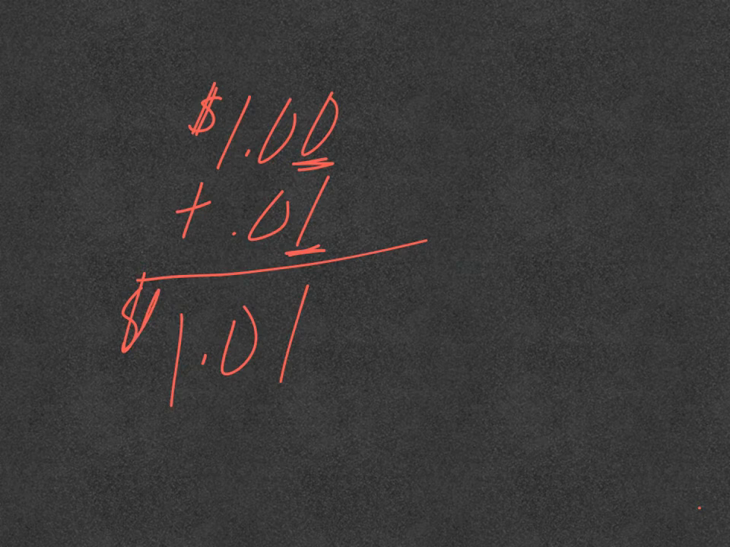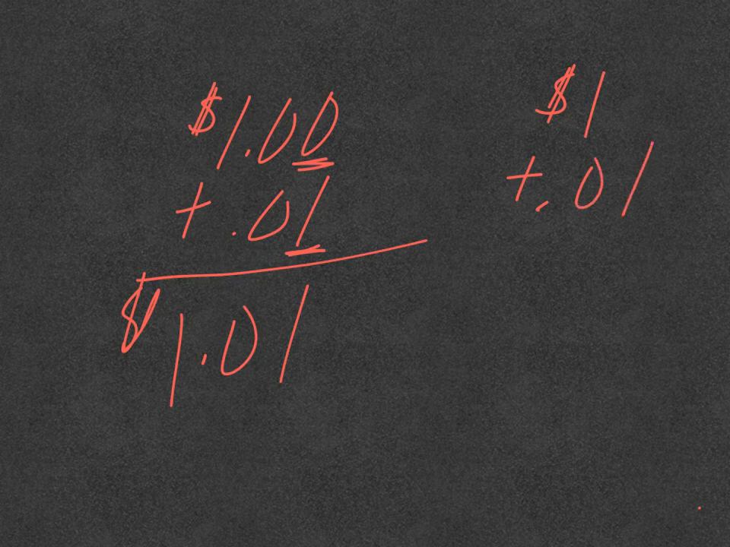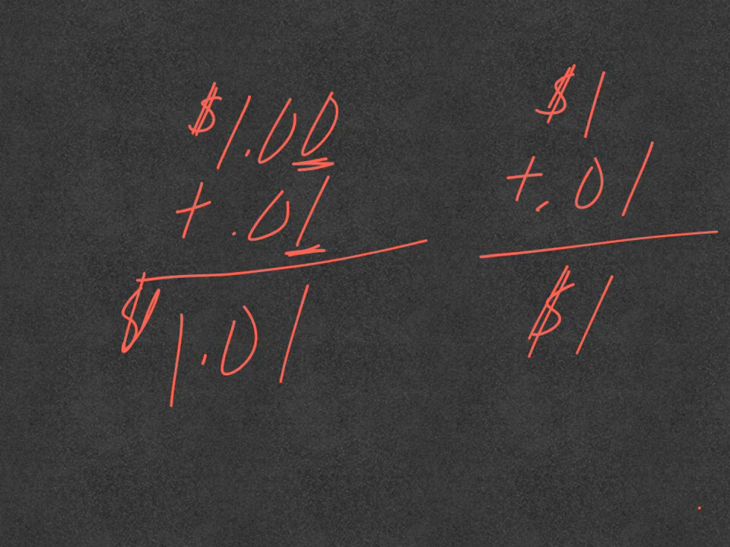But what happens if you meant a dollar like this, and you add it to a penny, like so? In this case, since the dollar is rounded to the nearest ones, the sum is only going to be accurate to the ones, and so the sum would only be a dollar. Now the big question is, what's the difference between these two?